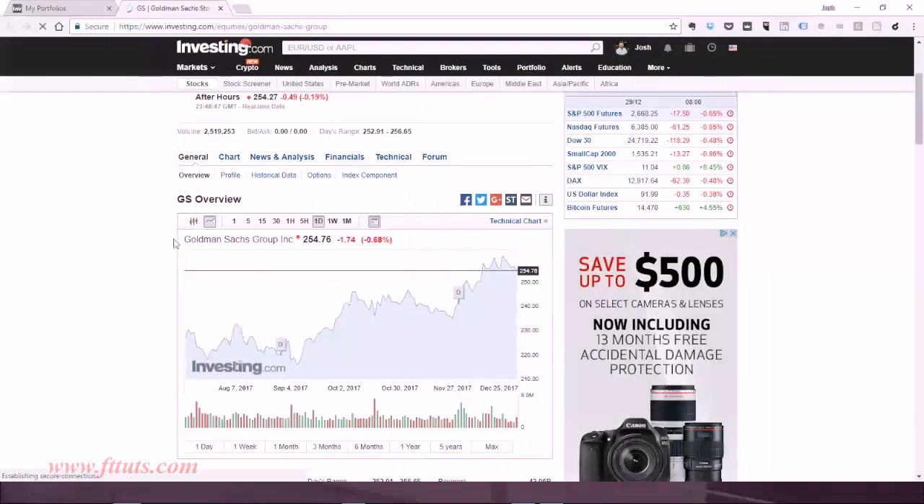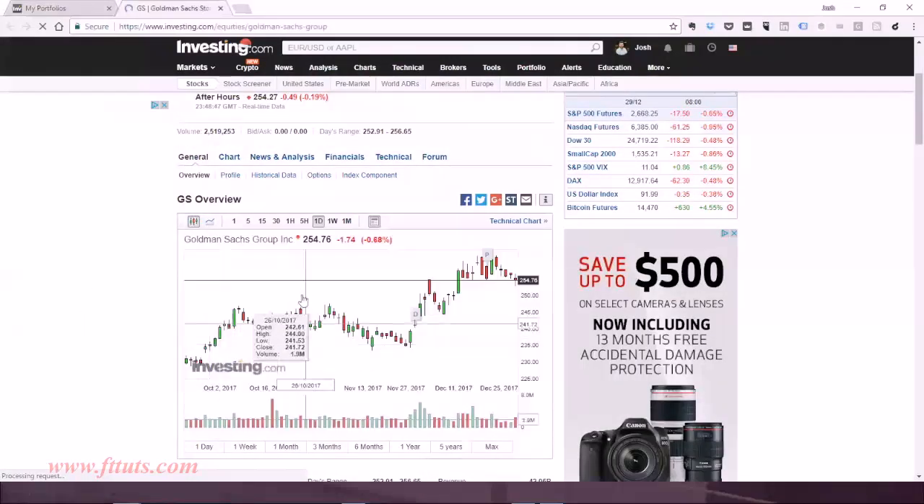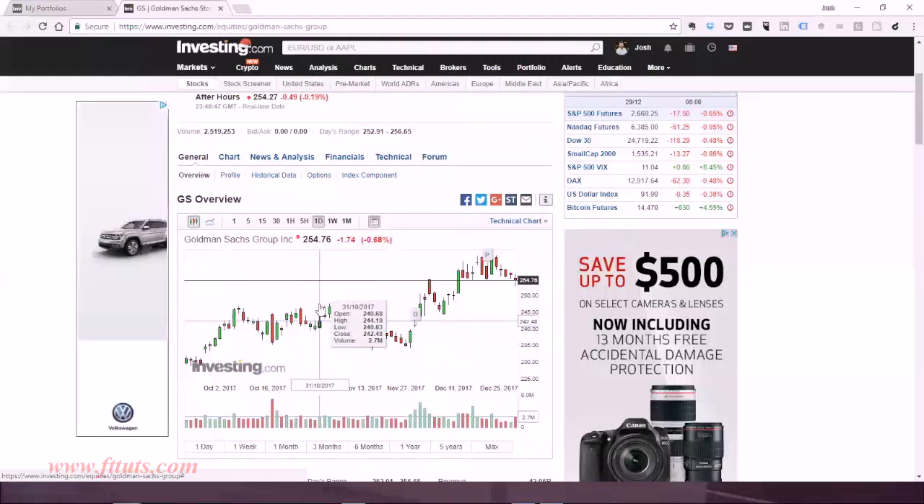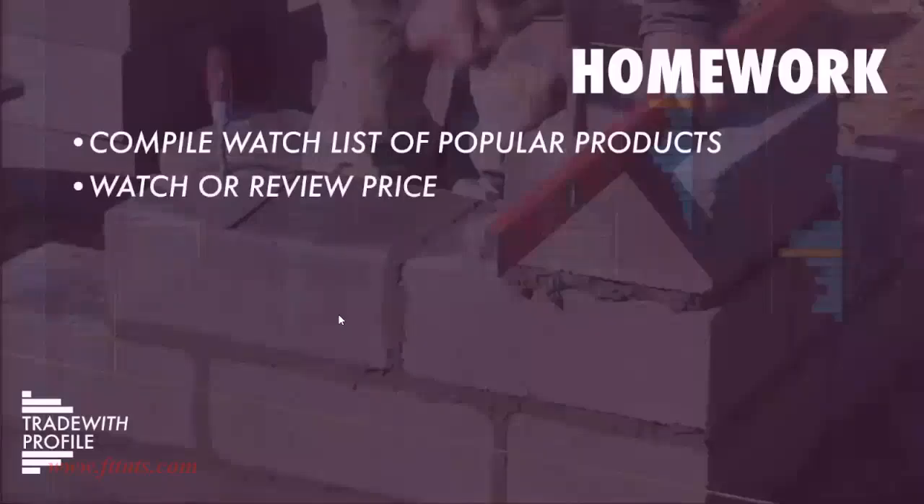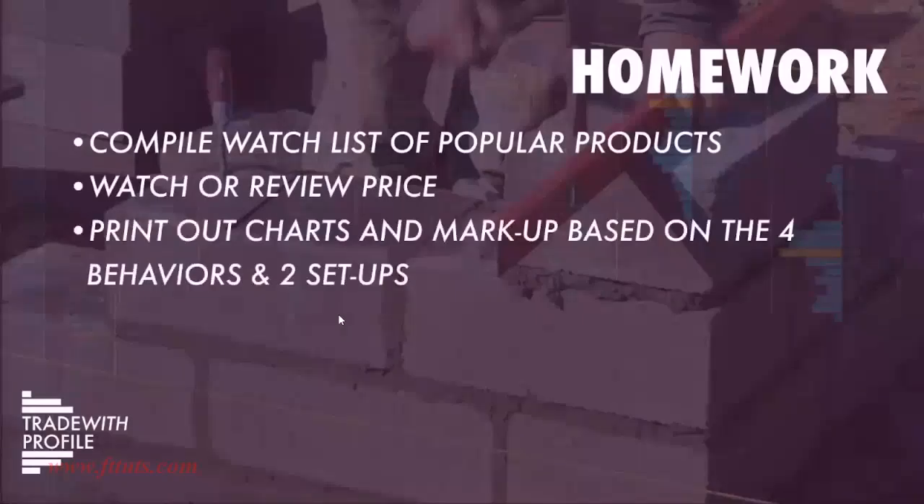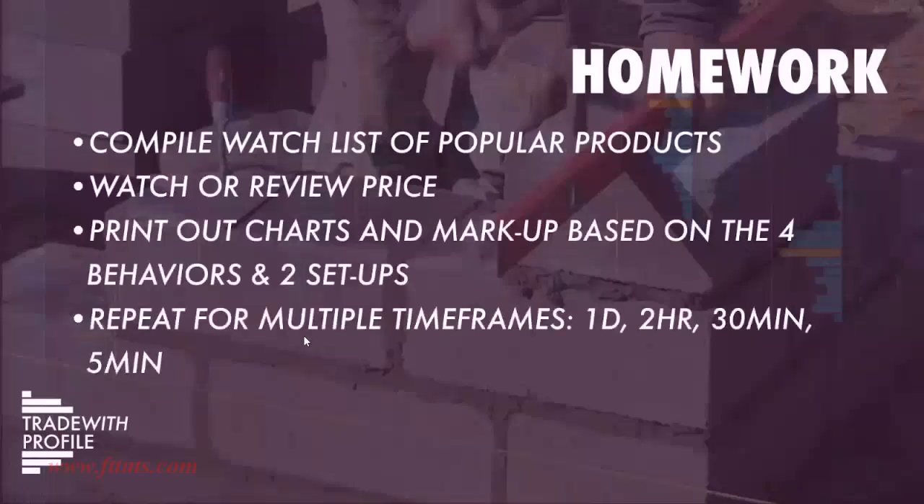pick a time frame. So you can click over here to the candlesticks that allows you to see this. Pick a time frame. We're going to print out the chart. So we're going to watch, review price, print out the chart, and you're going to mark it up based on the 4 behaviors and the 2 setups. And you're going to repeat this for multiple time frames, whether 1 day, 2 hours, 30 minutes, 5 minutes. Try to do it with multiple time frames. But this is the way.